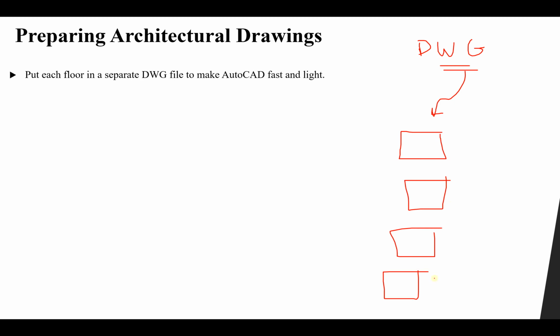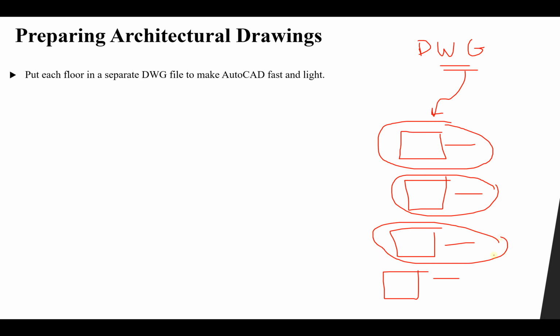For each of these floors, the first step is that we will take this DWG file and divide it into 4 DWG files. So we will put each floor in a separate DWG file to make AutoCAD fast and light. We don't do all of the designs in one CAD file, but we divide them. So for example, we will take the first floor in a DWG file, the second floor in another DWG file, and so on. Each of these is in a separate file. That is the first step.